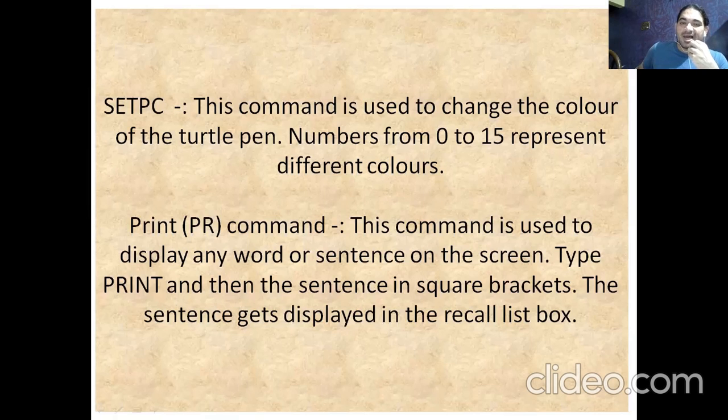Type print and then the sentence in square brackets. This sentence gets displayed in the recall list box. For example, I'm writing print good morning, so good morning will be in the bracket. Then I give the command print good morning, and good morning will be printed in the bracket.